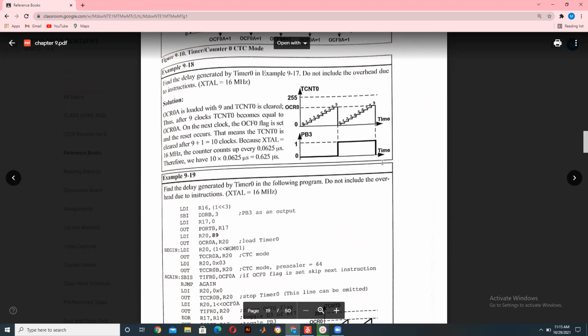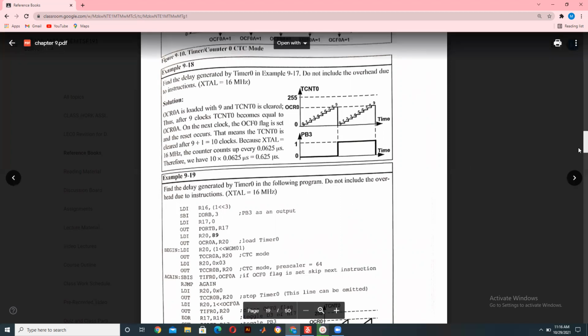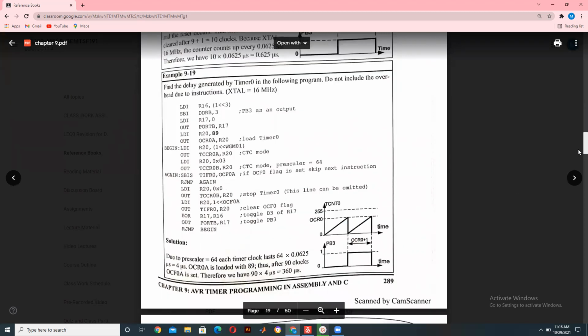Okay, 9 is included, and here TCNT0 is cleared. So TCNT0 is cleared after 9 plus 1, which means 10, because 9 was the highest number and after that it was cleared. So we have 10 clocks, and with 16 megahertz, 10 multiplied by 0.0625 gives 0.625 microseconds as the answer.